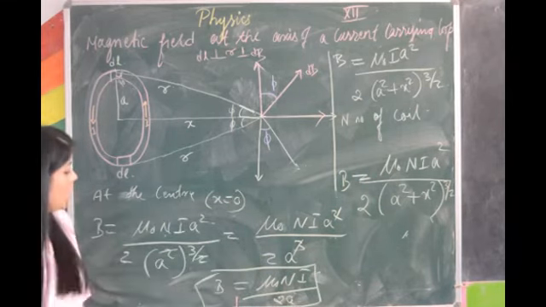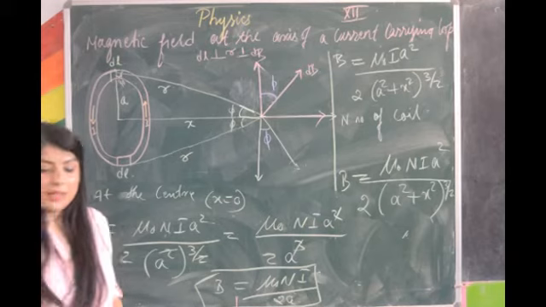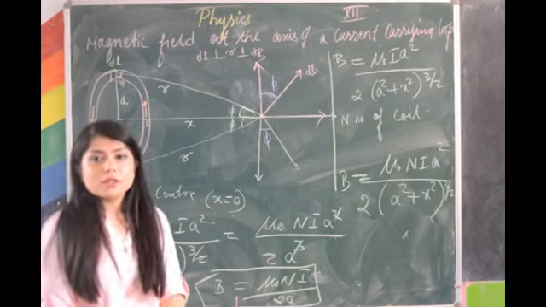This will be the equation of B at the center of the loop. So this much for today. We'll continue in the next class.